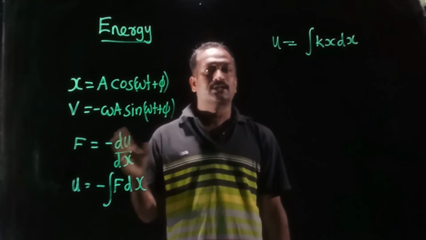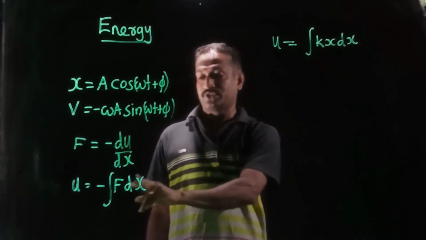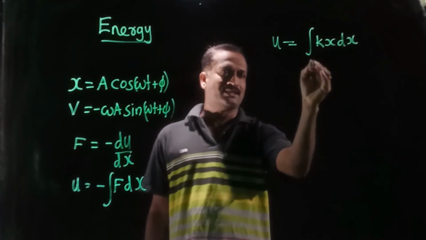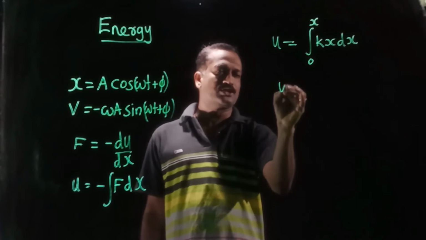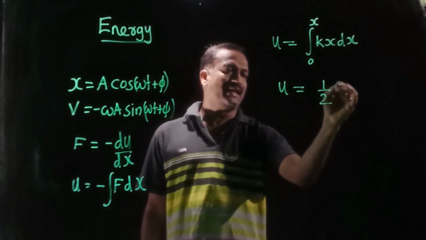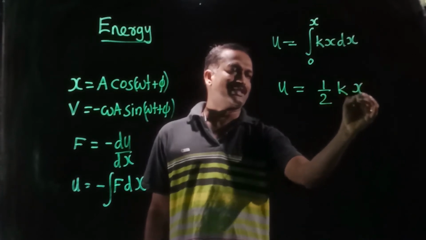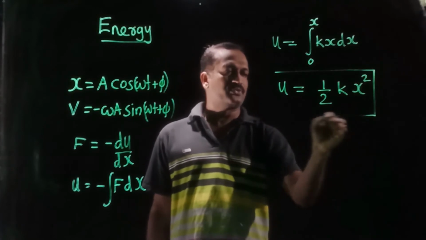We take the potential energy at that point as 0, and then we have U equal to, substituting F is equal to minus kx here, with the limits of integration from 0 to x. That is, the potential energy of the harmonic oscillator U is equal to half k x square. This is the expression for potential energy: U is equal to half k x square.